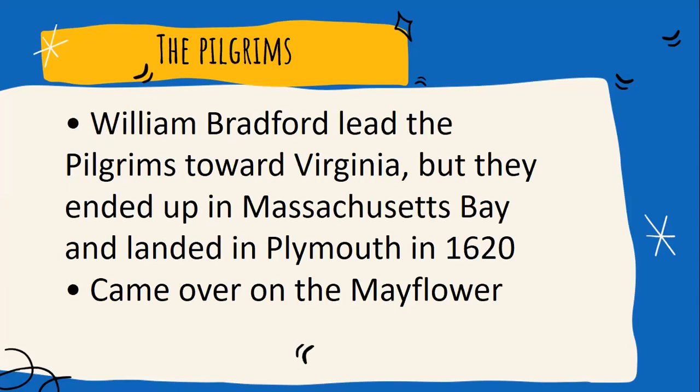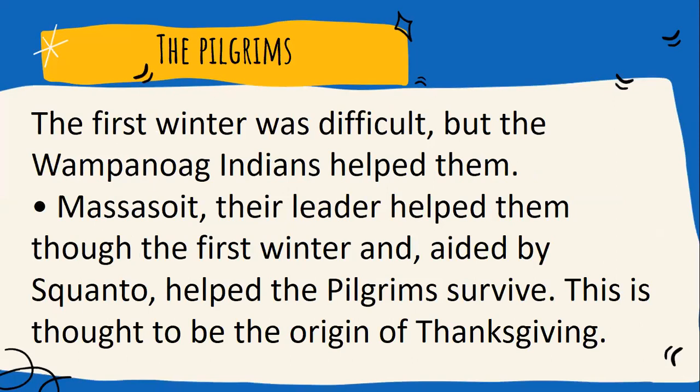William Bradford, part of the Pilgrims, led the Pilgrims toward Virginia. They wanted to go live down in Jamestown, but they ended up in Massachusetts Bay, and landed in Plymouth. Plymouth is going to be a very iconic place later in this conversation. In 1620, they came over on the Mayflower, like I mentioned, and the Mayflower is the boat. Plymouth is the place in Massachusetts Bay where they arrived. Let's move on.